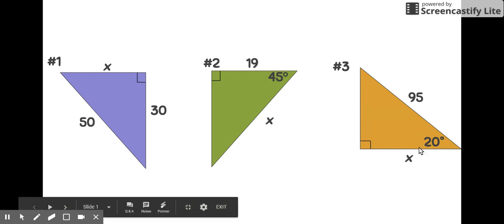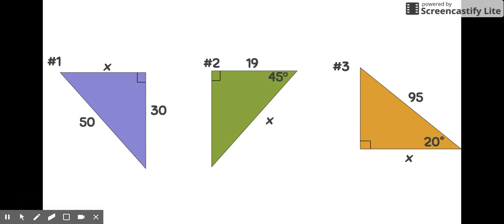And number three, we also have a right triangle. We know an angle measure, we know a side length, and we're trying to solve for a side length, but we can't use special right triangles in this case because it's not a special right triangle. We have an angle measure of 20 degrees, and this other angle measure would be 70 degrees. And so we can't use Pythagorean theorem or special right triangle relationships to solve, which means that we need something else, something new to help us solve for a new case. And so that leads us into something that we're going to talk about today, which is called trigonometric ratios.